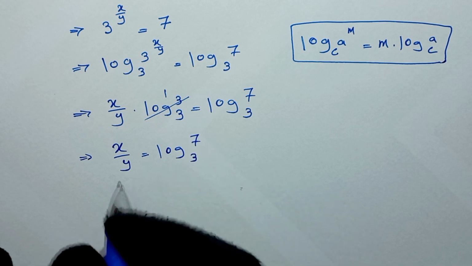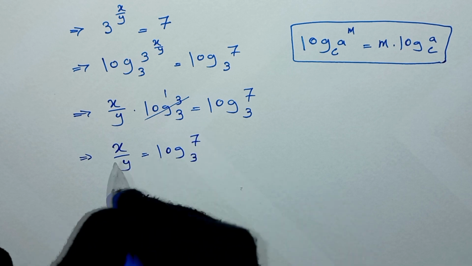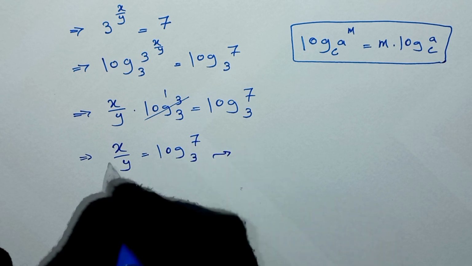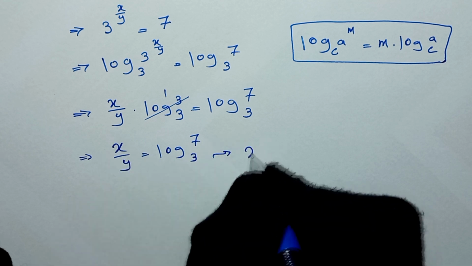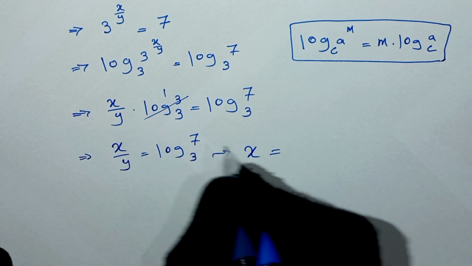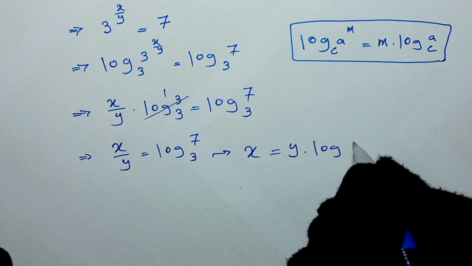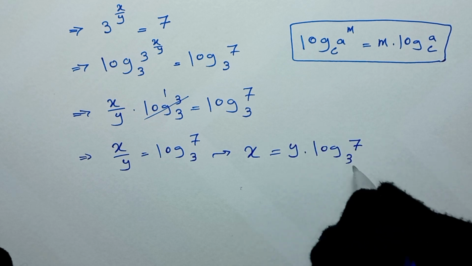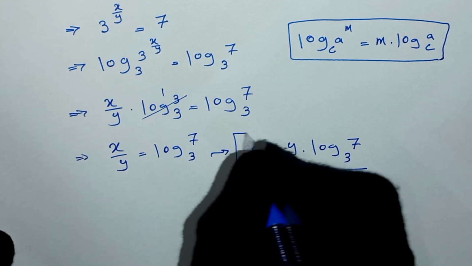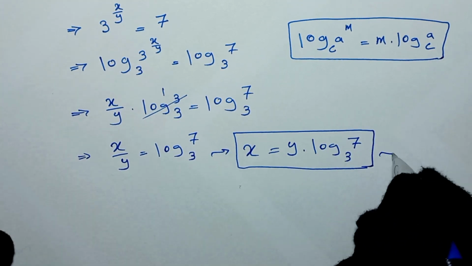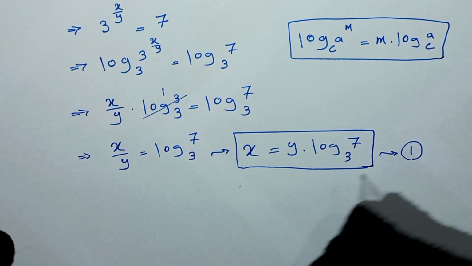And next step, we multiply both sides of the equation by y. So this times y, it will be x is equal to this times y, it will be y times log of 7 to base 3. And we let this as equation 1.